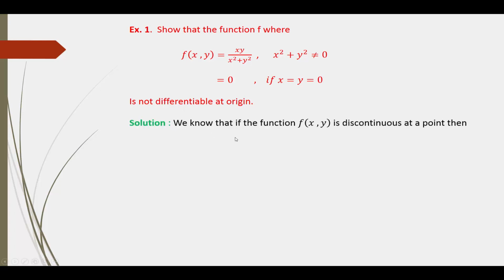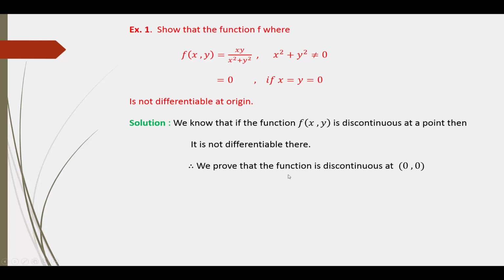Solution. We know that if the function f of x, y is discontinuous at a point, then it is not differentiable. If the function is discontinuous, then it is not differentiable. To show that the function is not differentiable means only to show that the function is discontinuous. So for that we have to prove that the function f is discontinuous at (0, 0). Here f of (0, 0), when x is 0 and y is 0, the function is 0. Denote this equation number 1.